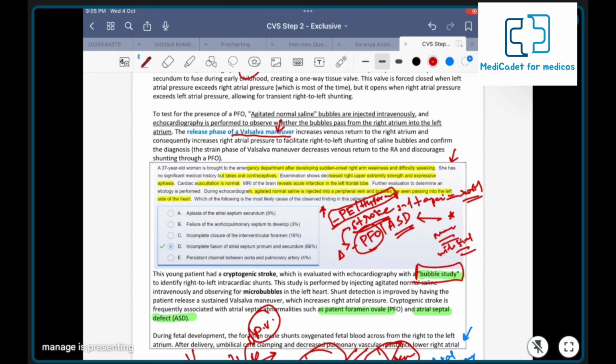And that movement will happen only when you increase the right ventricular pressure, that is, the right-side heart pressure, which you do with a Valsalva maneuver. They say that in the release phase of the Valsalva maneuver, you will see bubbles moving from the right atrium to the left atrium, and that's how you diagnose the PFO.